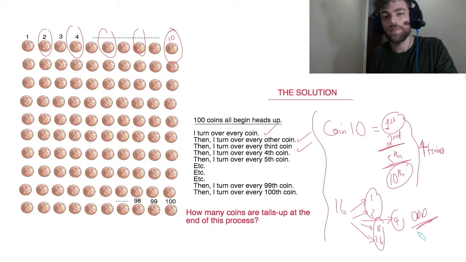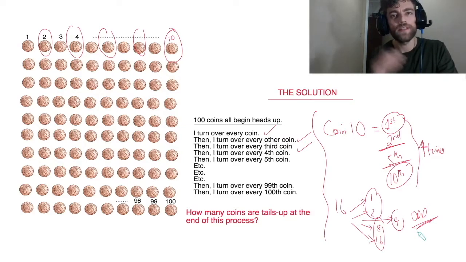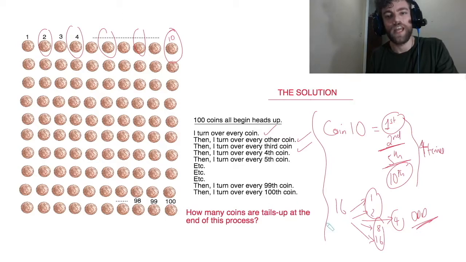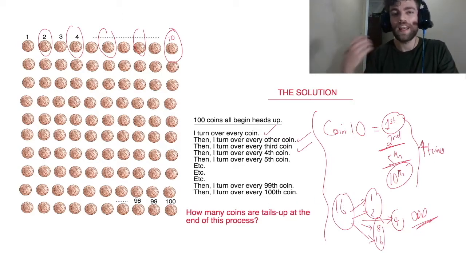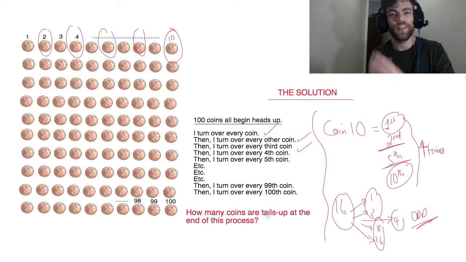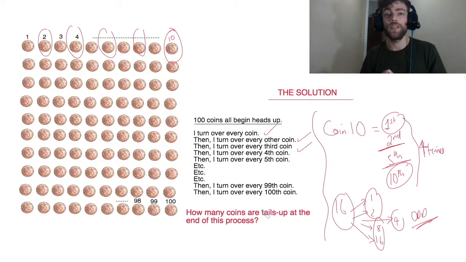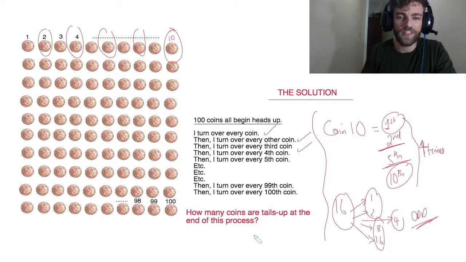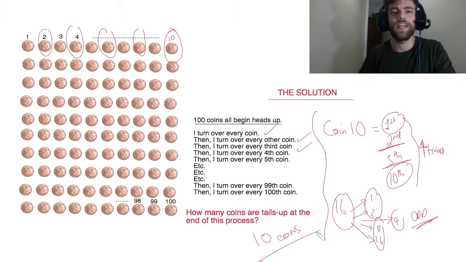And so very simply the problem becomes, how many square numbers are there between 1 and 100? Every single square number will turn over an odd number of times and therefore land on tails. There are 10 square numbers between 1 and 100, and therefore the final answer to this question is 10 coins will be tails up. Isn't that just an awesome maths problem?